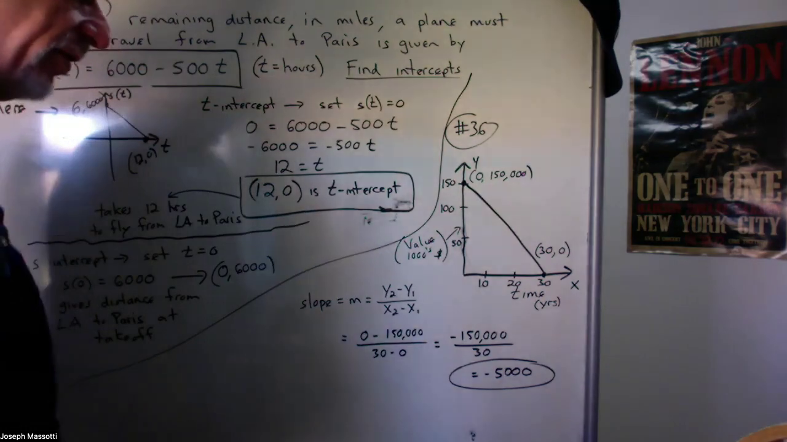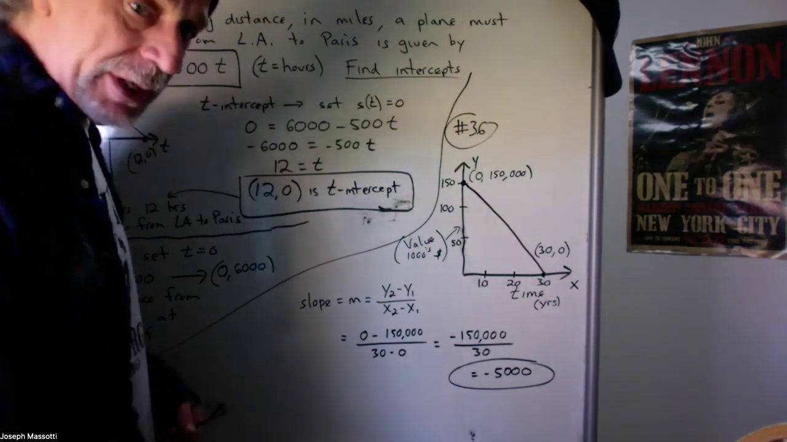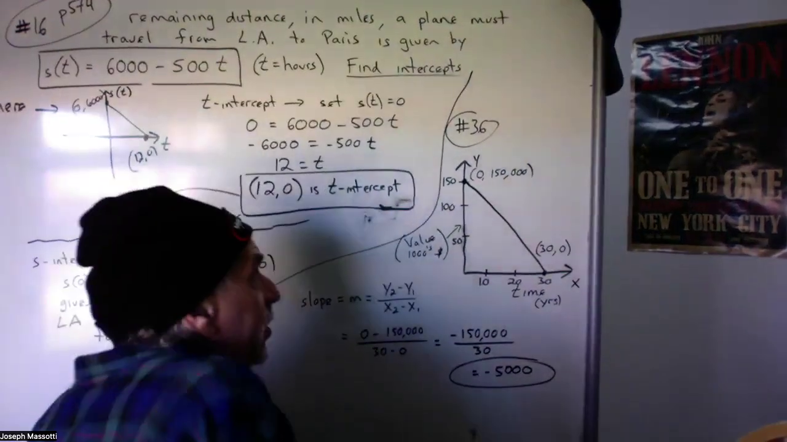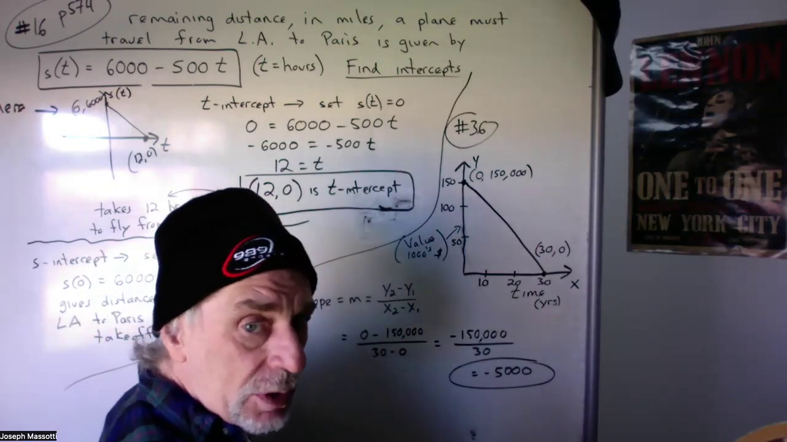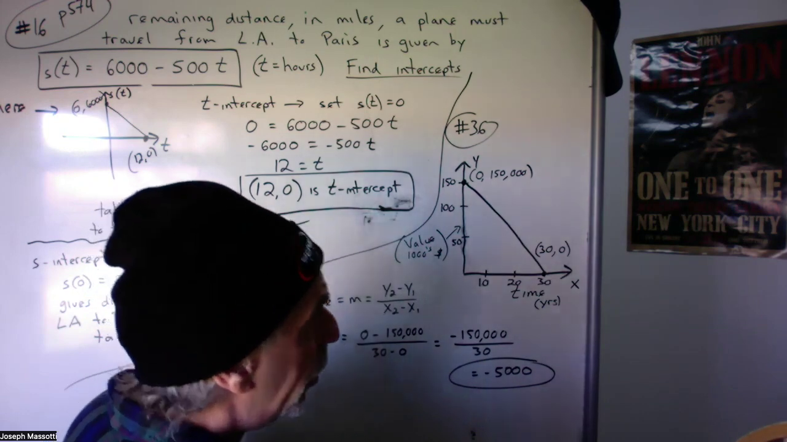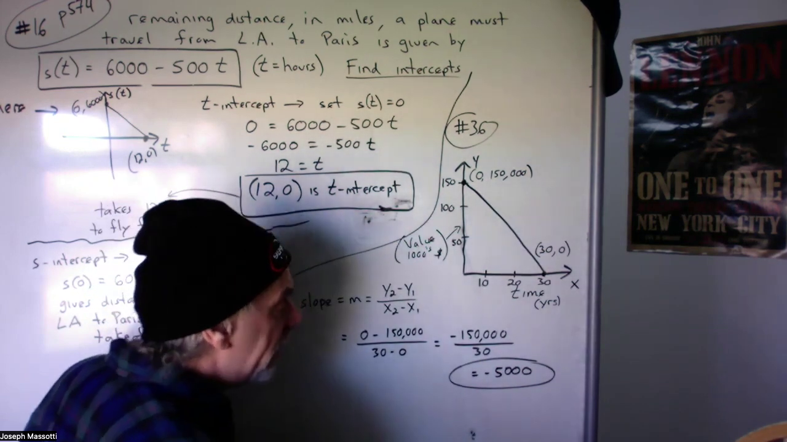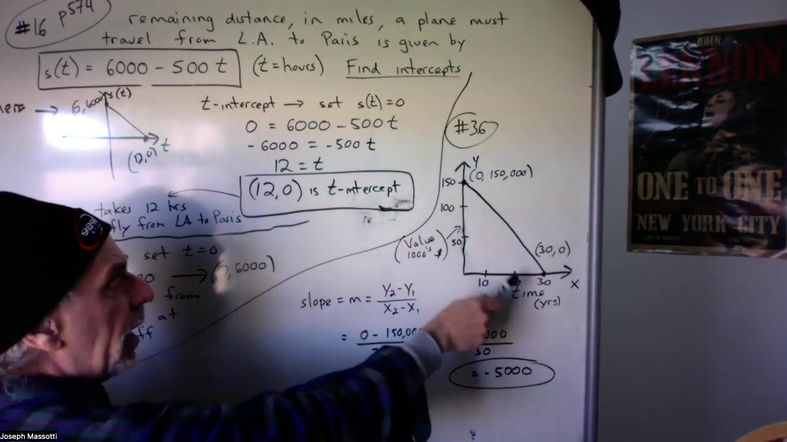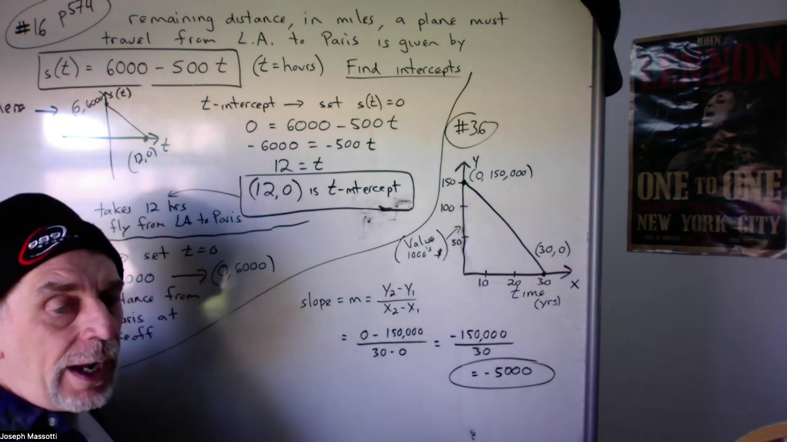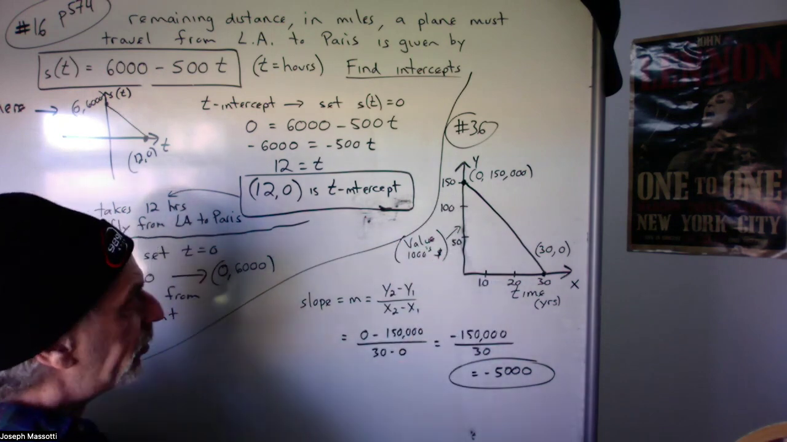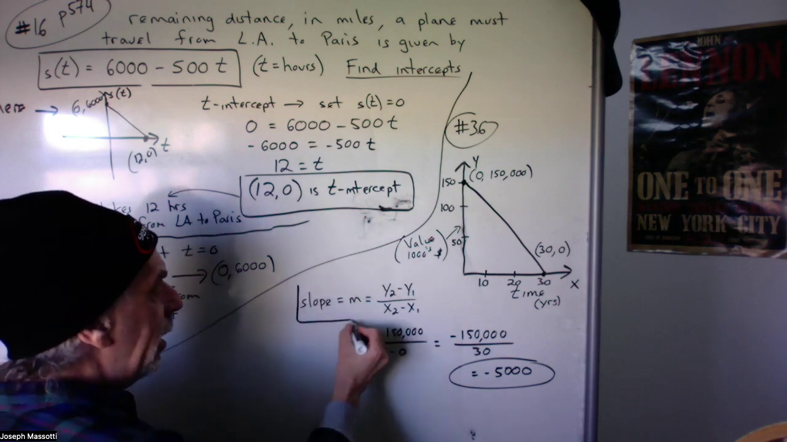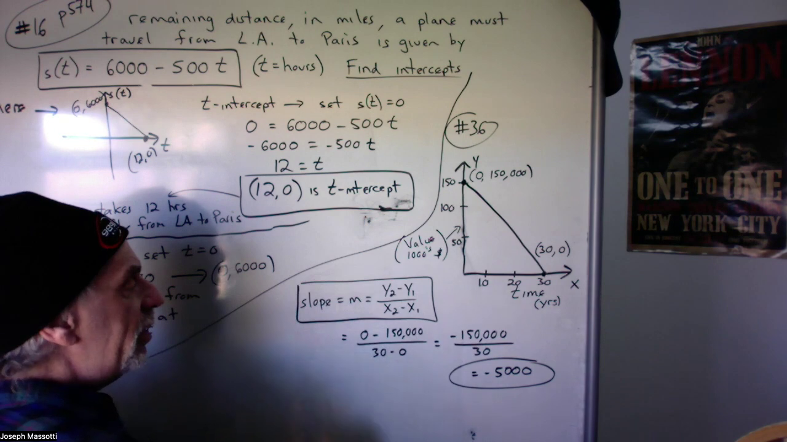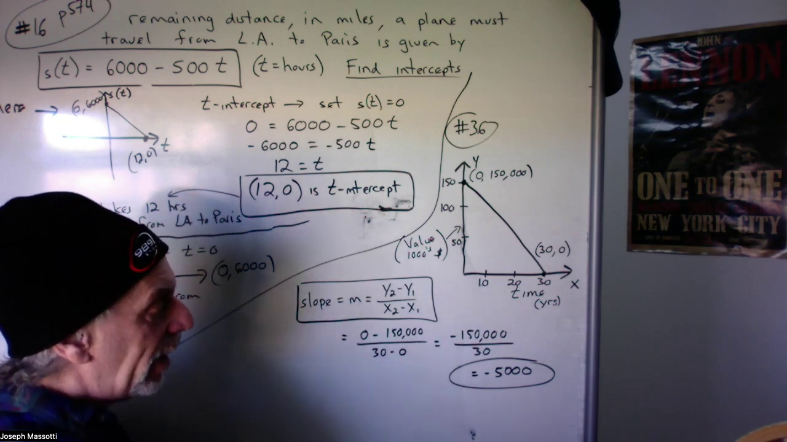So it asks us to find, so we're already given the intercepts here, right? We're given the intercept. The y-intercept is 0, 150,000, and the x-intercept is 30, 0. So we're asked to find the slope of the line connecting those 2 points, and again, explain what it means. So we know how to find a slope, right? We know the slope is the difference in the y values divided by the difference in the x values.